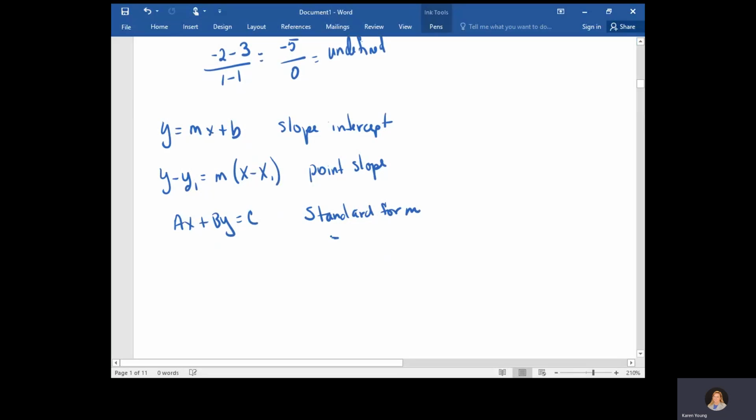What you have to remember with standard form is a has to be positive, and no fractions. The other two, I can have fractions. My x can be negative, it doesn't matter. But with standard form, you can't have fractions, and a has to be positive. It has to be a positive a. B can be negative, C can be negative, but A has to be positive.